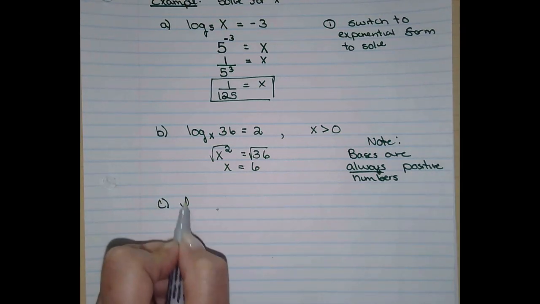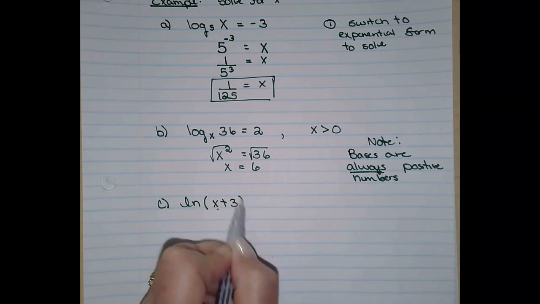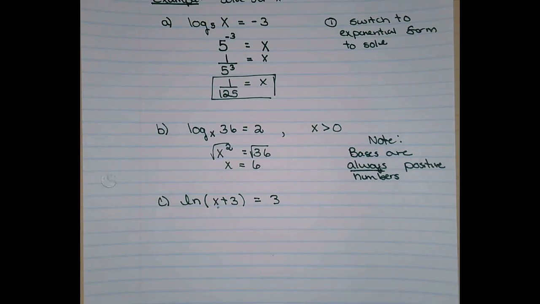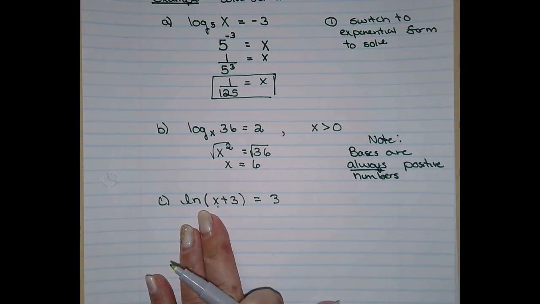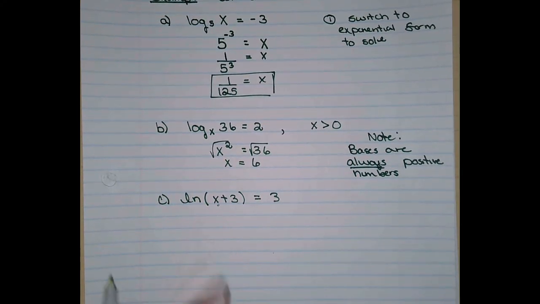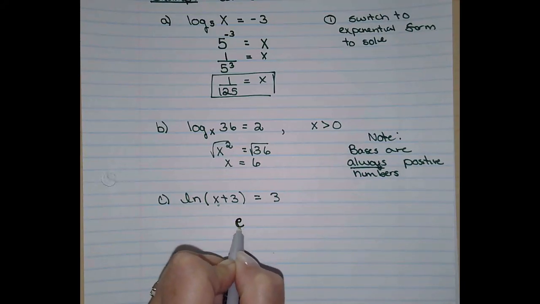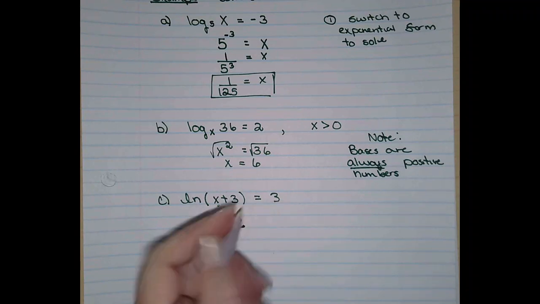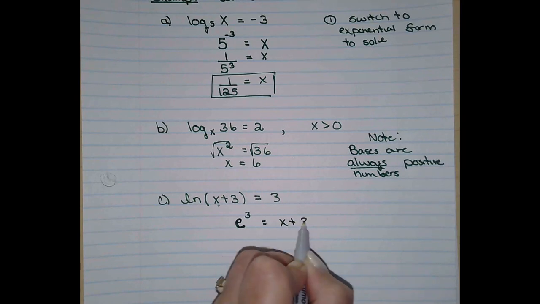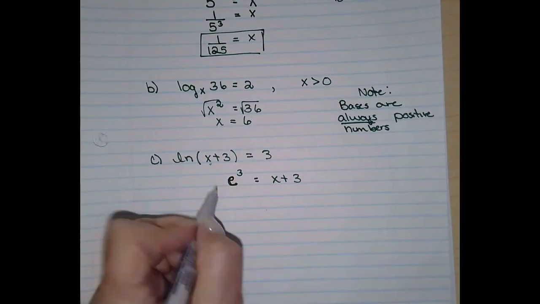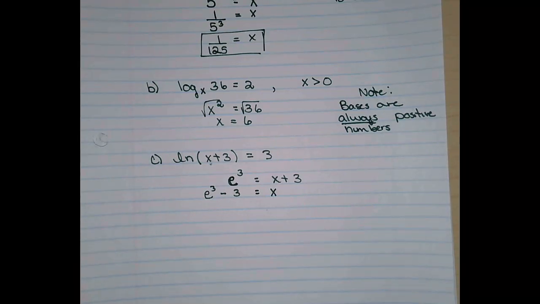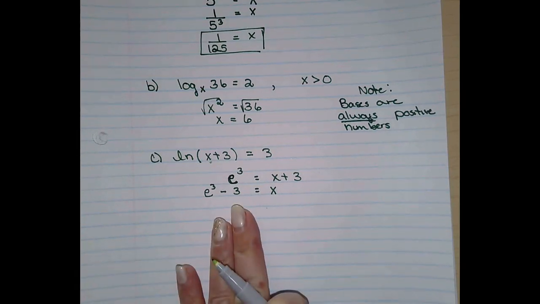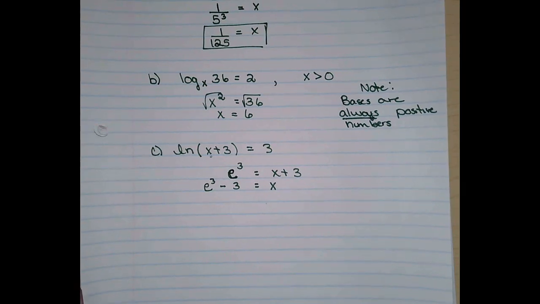So what about this? Natural log of x plus 3 is equal to 3. Okay, so again, switching to exponential, and if it's not stated, it's the natural log, you know its base is e. It's always equal to the exponent, x plus 3. Solving for x, so isolate it. And we would just leave it like that. That's its exact value, right? To go any further, you need a calculator. So you would just leave it like that. It's just the switching of it around. That's all you're looking at, practicing that.